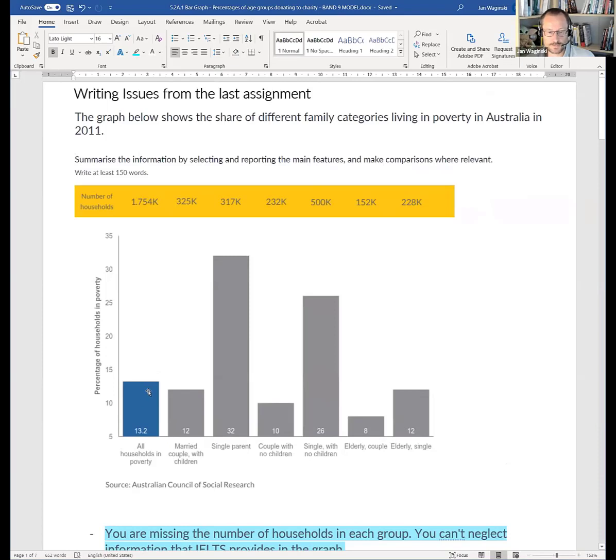First of all, in terms of the percentages and the numbers and how these things add up, I think only a few people clued into this, so it's maybe excessively complicated for no reason. So this 13.2% of households, that's for the total population, right? But then these percentages are out of those groups. So out of all married couples, 12% would be impoverished. Out of all single parents, 32% would be impoverished.